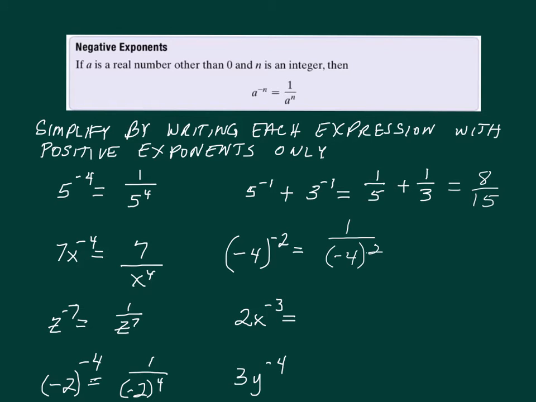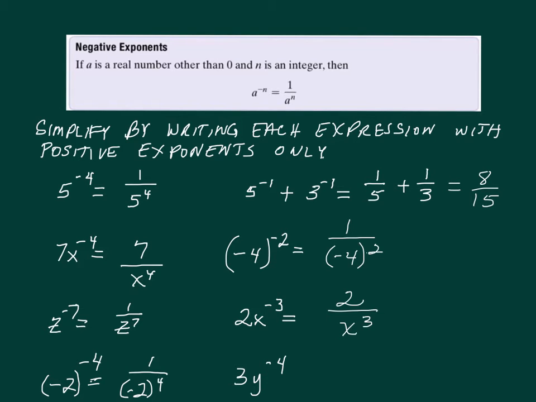Two x to the negative 3. What's being raised to the negative 3rd power? Only the x. The 2 remains where it is. The x goes to the bottom, and the exponent, I just messed that up. The exponent becomes positive 3.